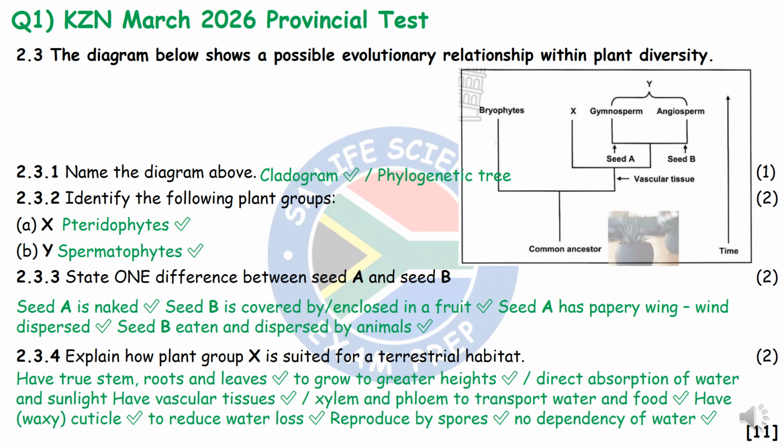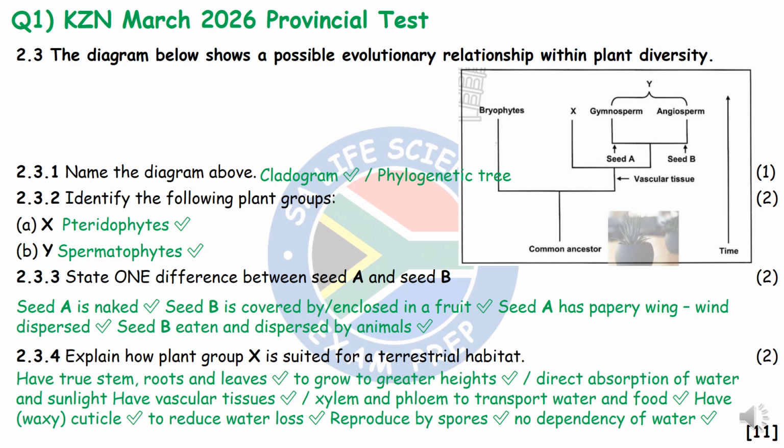Pteridophytes have vascular tissue, such as xylem and phloem. Xylem transports water, phloem transports food. Pteridophytes have a waxy cuticle. This means that the loss of water is greatly reduced. Pteridophytes reproduce by spores, so they are less dependent on water. For this example, you don't necessarily have to give 2 reasons. You have to give 1 reason and then explain that reason.